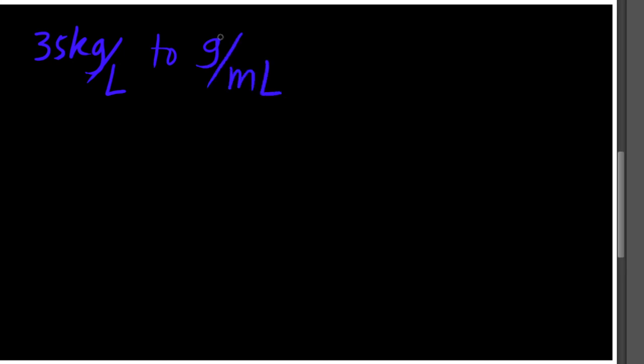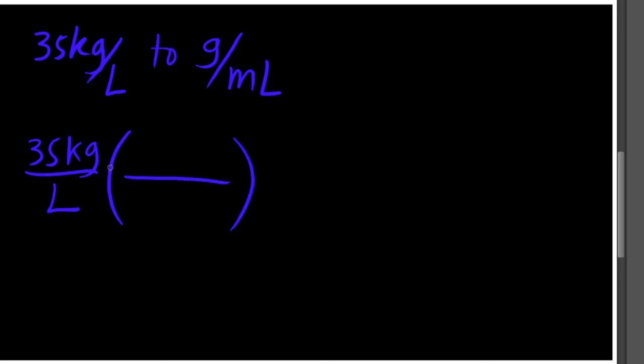Let's try another one. What if 35 kilograms per liter to grams per milliliter? Okay. Equation: 35 kilograms per liter, with liter at the bottom. Okay, let's start with kilogram first. So, we want to cancel that out. Kilogram goes down here. I'll cancel it right away for clarity. We want to convert to grams, so grams goes on top.